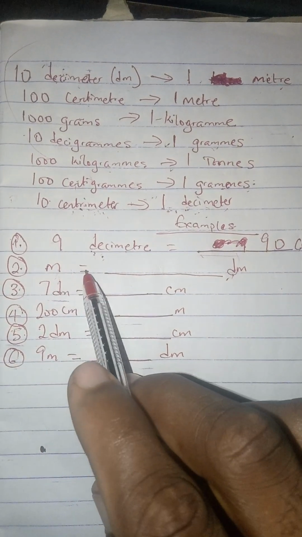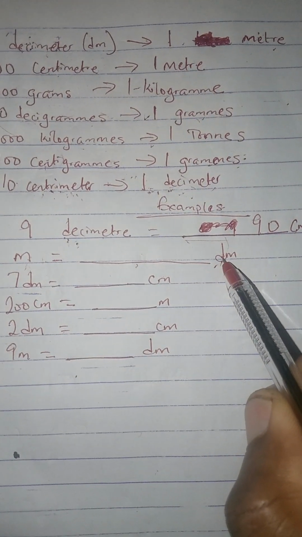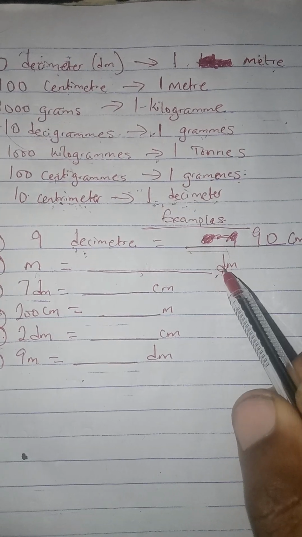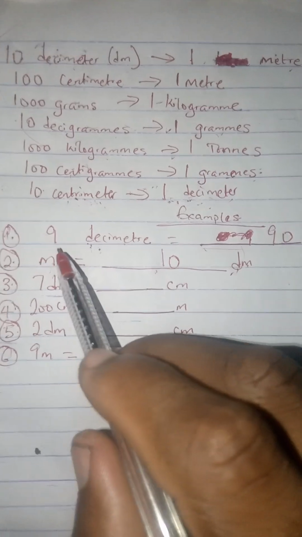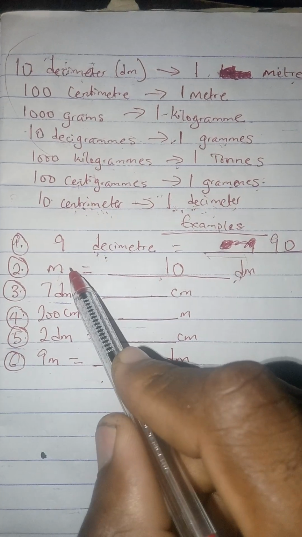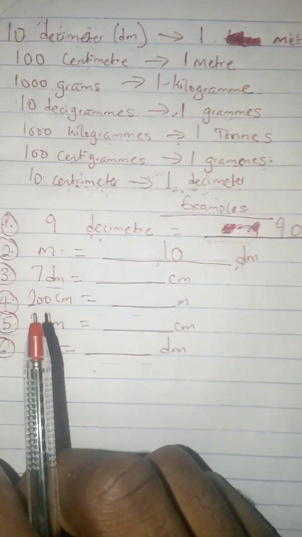Now the second question here says how many decimeter make a meter? We already know that this D stands for 10. So this is simply telling us 10 what? Decimeter will give us 1 meter. Do you understand? Now let's look at the next question.